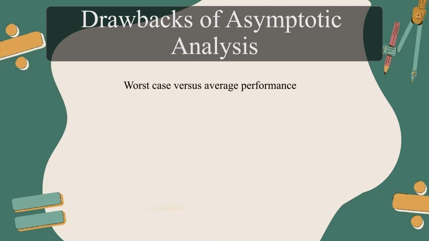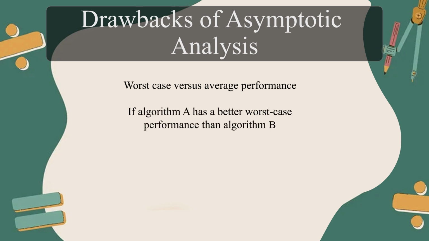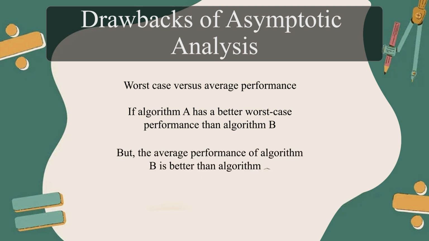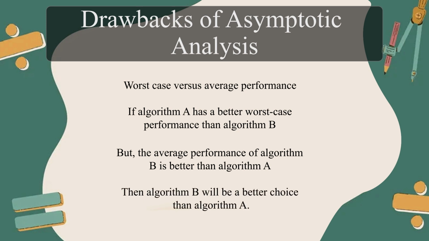Another situation is worst case versus average performance. If an algorithm A has better worst case performance than algorithm B, but the average performance of algorithm B is better than algorithm A, then algorithm B is a better choice, whereas we might be considering the worst case scenario if we are finding the upper bound in asymptotic analysis. Therefore, we need to be careful about what kind of asymptotic analysis we use for what particular purpose.